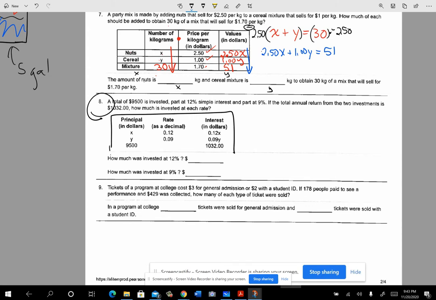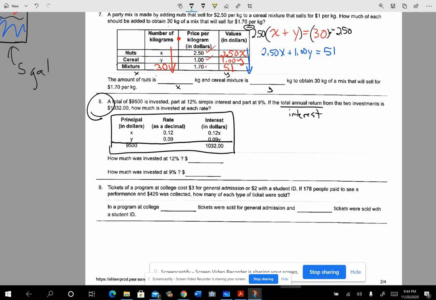All right, so here we're doing a money problem. And so we have a certain amount of money invested at simple interest rates, 12% and 9%. And then we know the total annual return, that's another word for interest, from the two investments is $1,032. And we want to know how much did we invest at each rate. Okay, so this is just like before. Let me draw a little line here because that last row is pretty much like your mixture row.